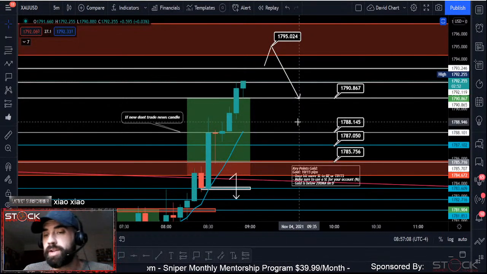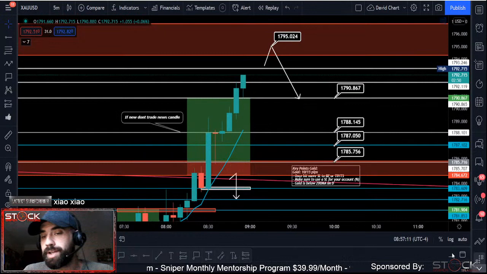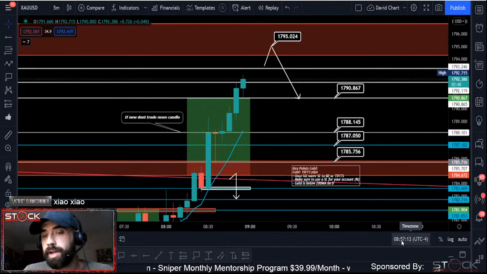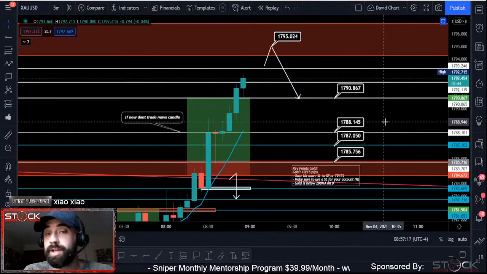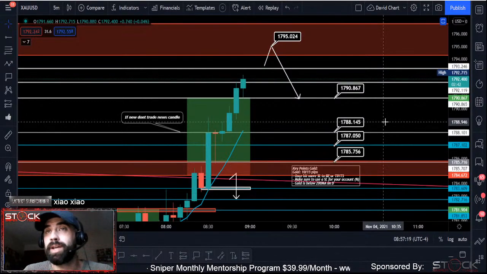All right. So, guys, now we're approaching, see the time? 9 o'clock. This is the next hourly candle. It's also the next 4 hour candle open.